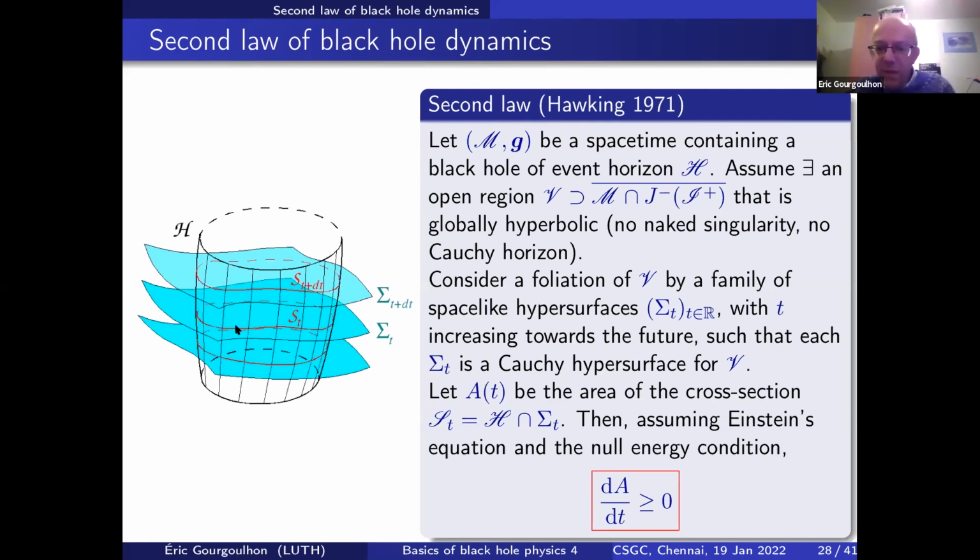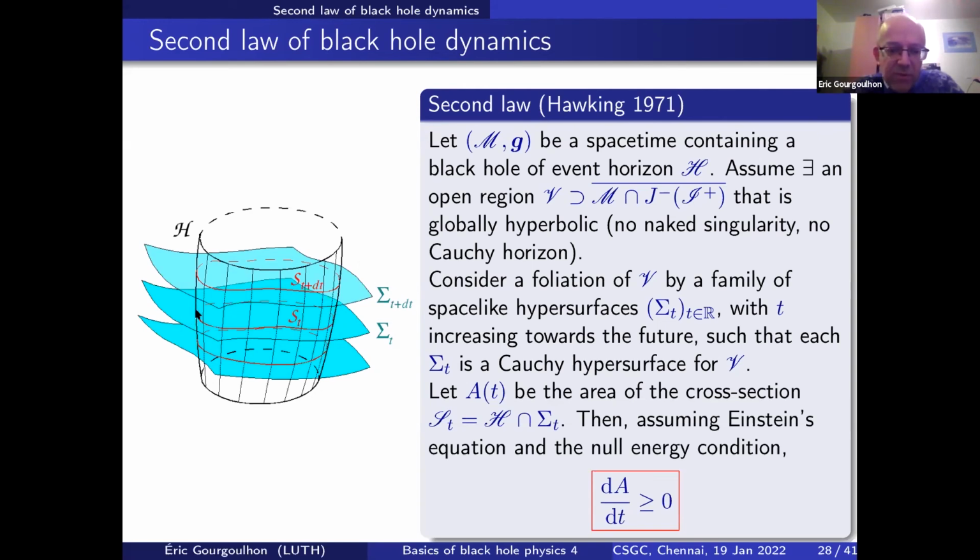Then we can consider a foliation of a region V, which is the region close to the event horizon, actually, by a family of space-like hypersurfaces with a parameter T, which is increasing towards the future. This is called the 3+1 decomposition of space-time, or 3+1 slicing or foliation of space-time. And each hypersurface is a Cauchy hypersurface. It means you can give initial data on that hypersurface, and thanks to Einstein equations, compute the future of the hypersurface, and this defines the whole space-time.